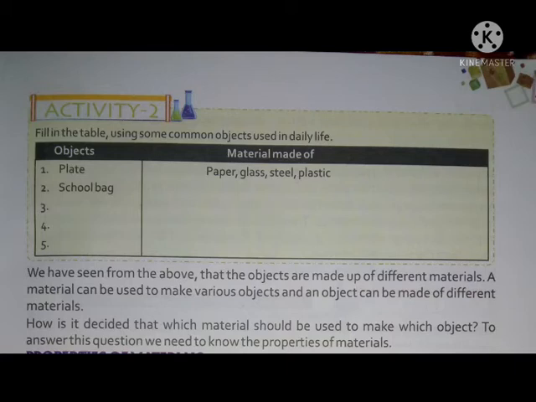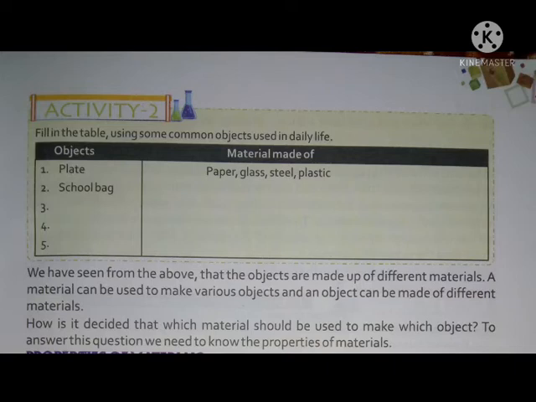We have seen from the above that the objects are made of different materials. A material can be used to make various objects and an object can be made of different materials. So we can say that a material can be used to make various objects. Means one type of material can be used to make various objects and an object can be made of different materials.